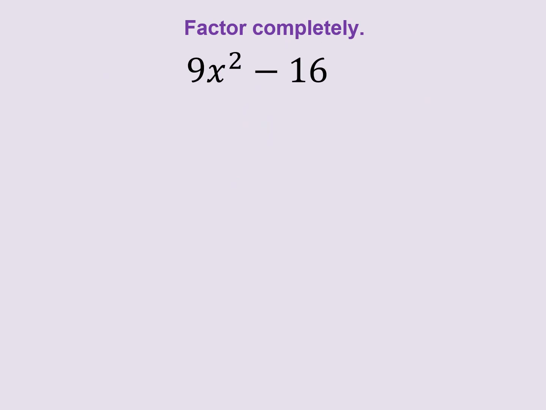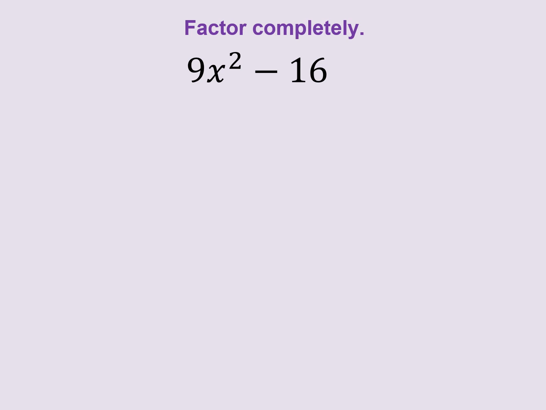Next one, greatest common factor. Do they have anything in common? Nope, the first one has an x, but the second one doesn't have an x. The first one has a 9 and a 16. Neither of those have any common factors, so there's nothing in common. So now I have to think, okay, well, how many terms does it have? Oh, it has 2 terms.